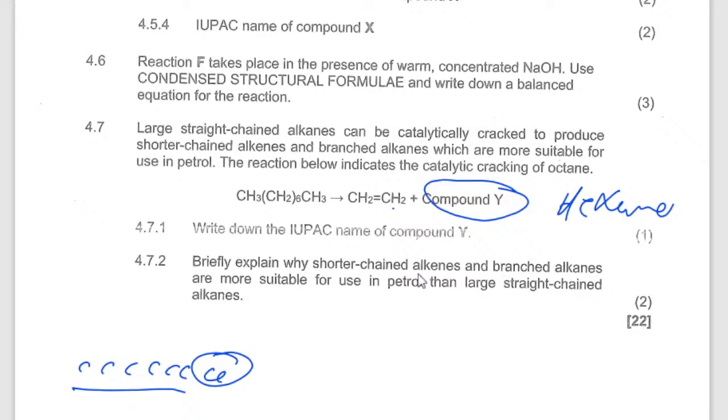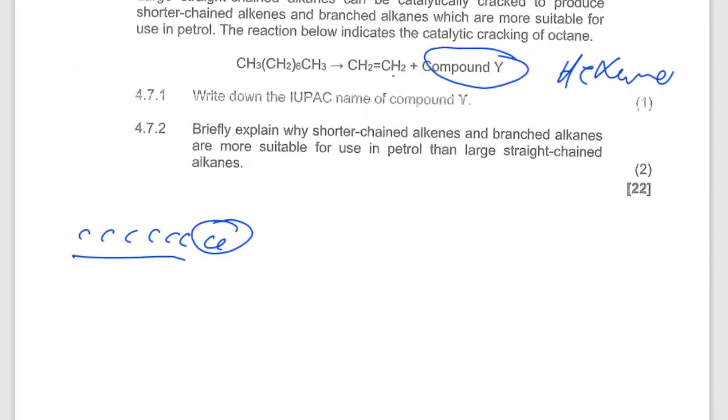Briefly explain why short chain alkanes that are branched, and branched chain alkanes, are more suitable for use in petrol than straight chain alkanes. Why are they more suitable? They are more suitable because they have a lower boiling point. So the intermolecular forces of attraction are less. Therefore, they have a lower boiling point. Therefore, they are more flammable. They are flammable, so they can burn easily to produce energy. You understand? Yes, that's why they are used like that.